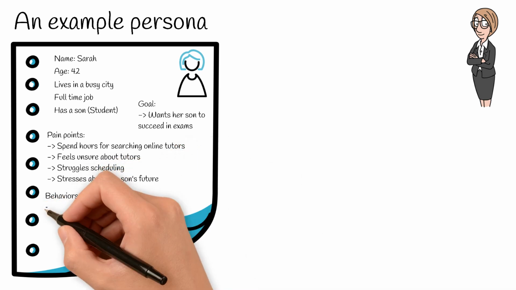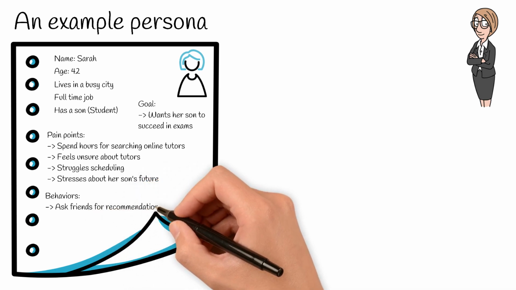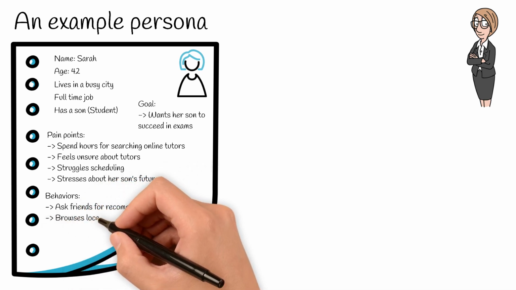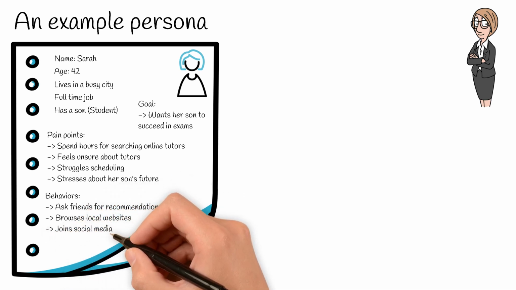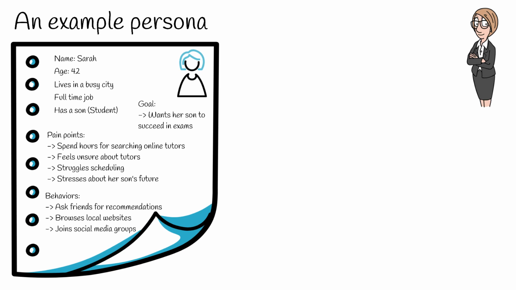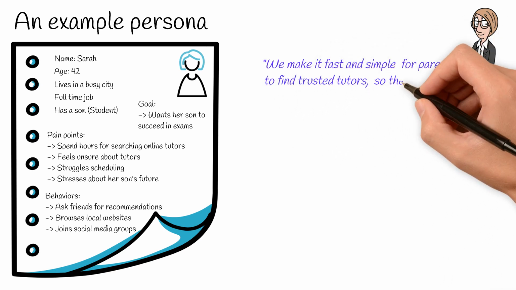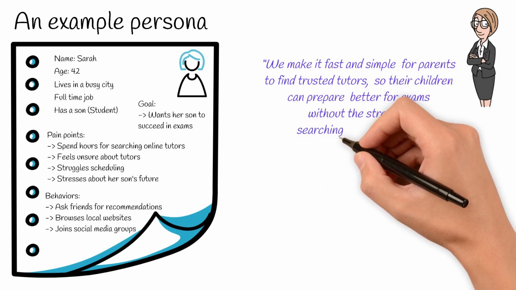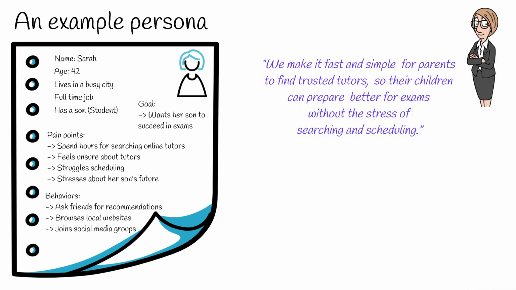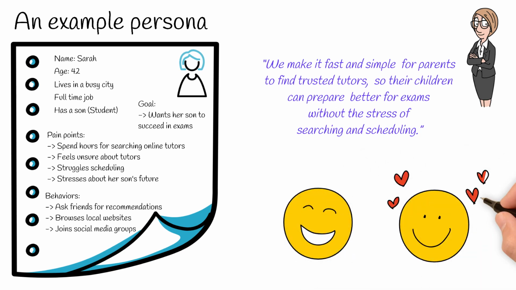Sarah's habits show how she tries to solve the problem today. She asks friends for recommendations. She browses local websites. Sometimes she joins social media groups, but these take a lot of time and do not always give good results. Now think about the value proposition for Sarah. Your tutoring platform saves her time. It gives her trusted tutors. It makes scheduling easier. For Sarah, this is more than a product. It is peace of mind, knowing her son is supported.